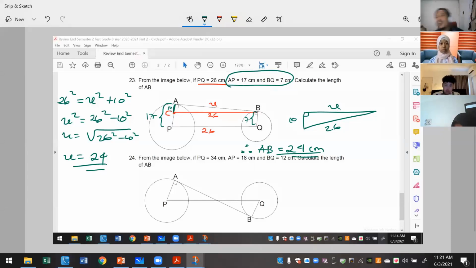Number 24 is actually very, very similar. Do you see the difference? What's the difference? AB is also a tangent line.